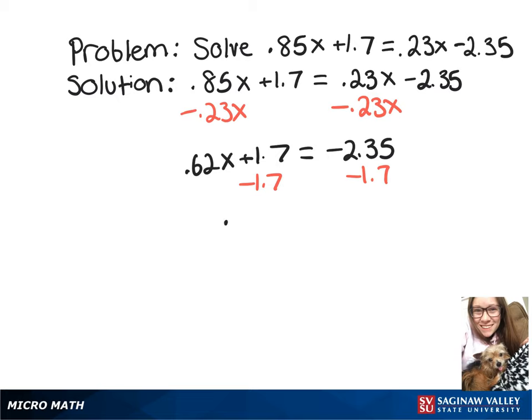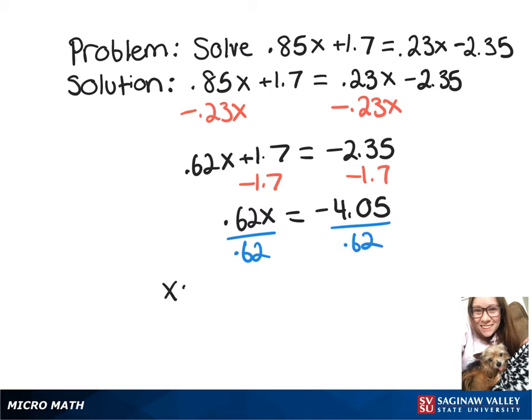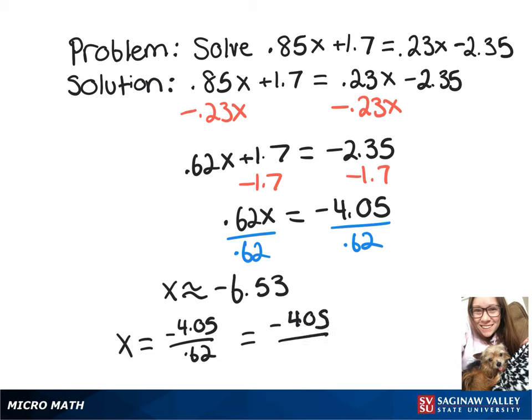And that's going to leave us with 0.62x equals negative 4.05. Our last step here is going to be to divide by that 0.62. And that's going to give us an approximate answer here of negative 6.53. So a more proper answer is going to be either just negative 4.05 over 0.62, or if you multiply that by 100 over 100, it's going to give you negative 405 over 62.